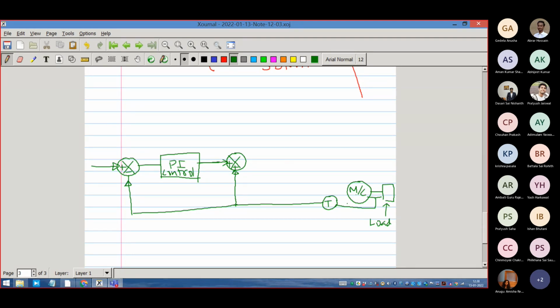Now how will the machine get supply? It will get supply like this. It's a 3-phase machine, so 3-phase supply. How is it getting a supply? It is getting supply from a converter, a power converter. This power converter in our term is called inverter.